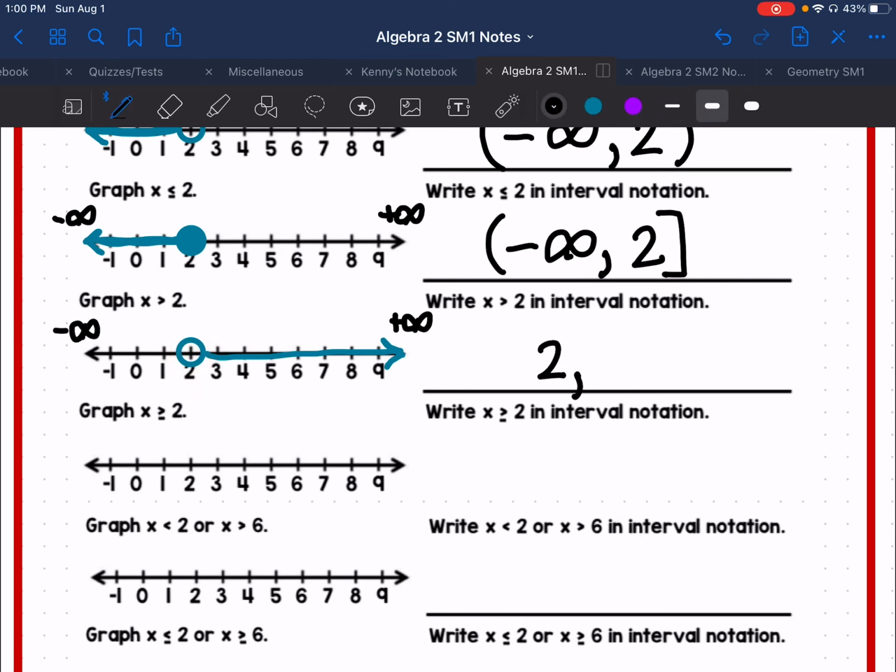It is open, so I'm going to go ahead and put a parenthesis. And then the last thing I see is the positive infinity. Do I have to put the plus? No. And I'm going to always put a parenthesis.